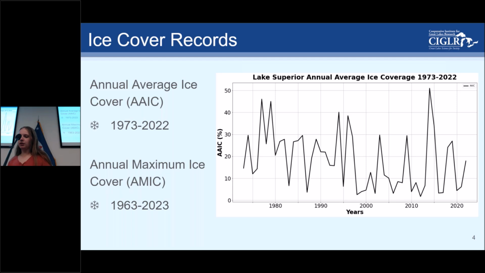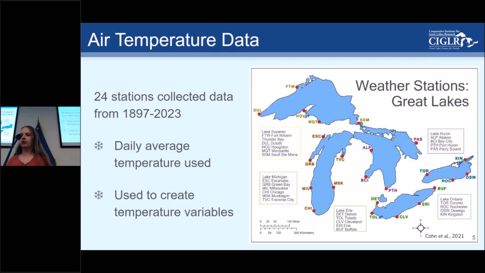With ice cover only going back this far, it's hard to tell what could happen in the future, especially with increasing temperatures, so decreasing ice cover. And it's important to know this for the Great Lakes region, which relies on ice cover economically, ecologically, and culturally. But there is air temperature data going back to 1897.